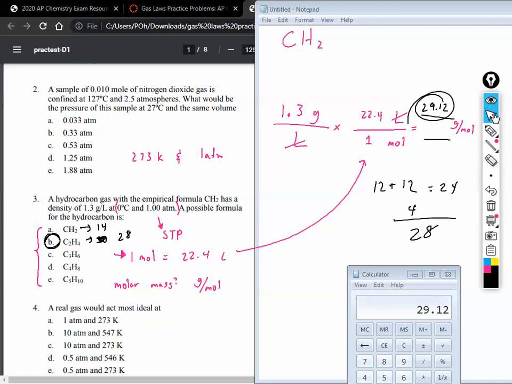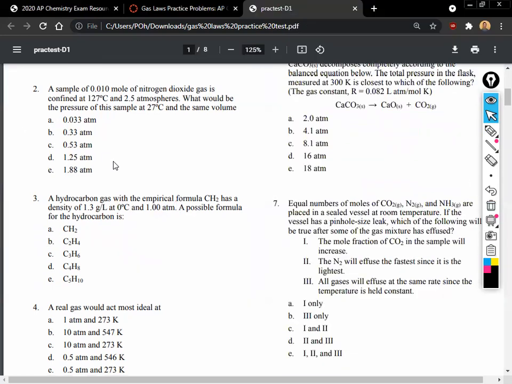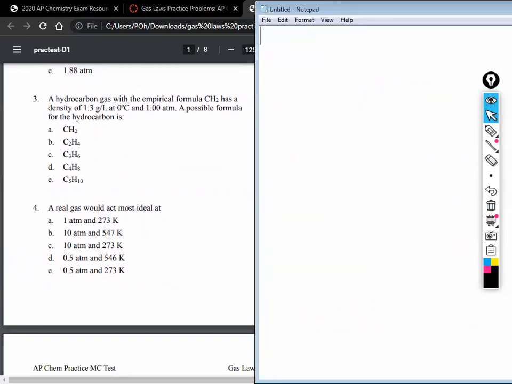All right, let's move on to the next question, number 4. I did mention this very briefly during the lecture, but I wanted to go over it because this is very important for figuring out these more conceptual problems in gas laws where we don't do any math. It says a real gas would act most ideal at.